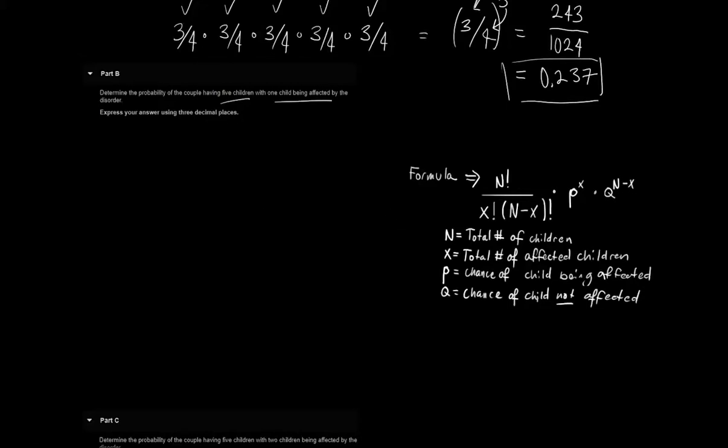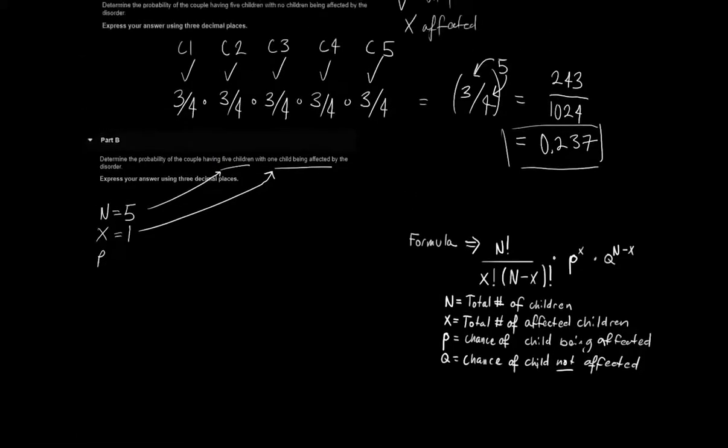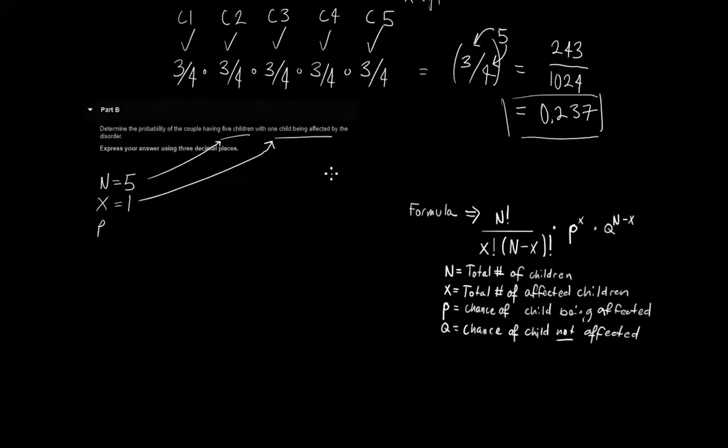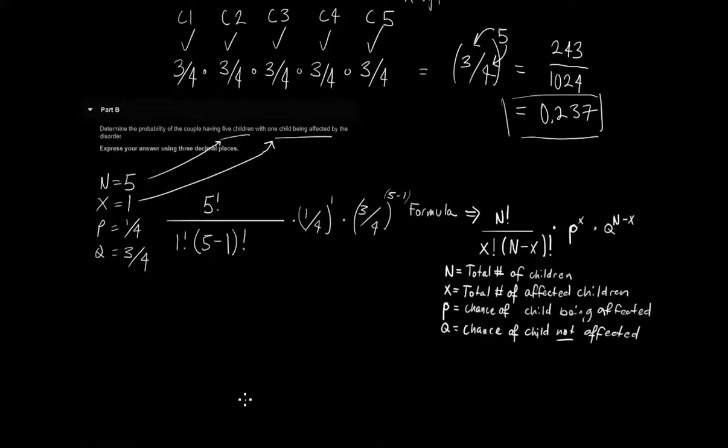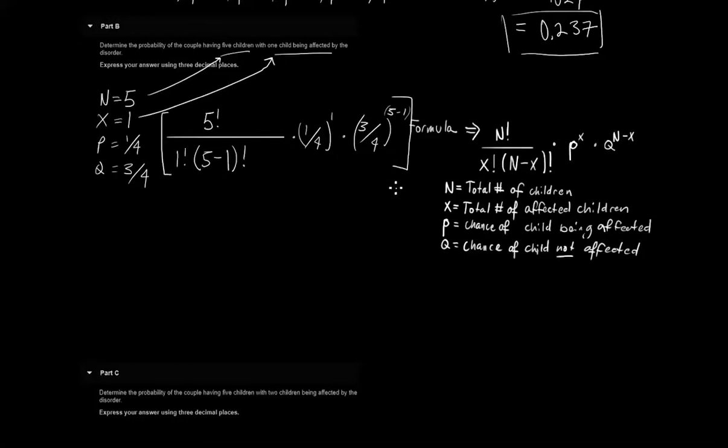Now that we know our formula, let's first identify each term and the number associated with it. n, the total number of children, is stated here: 5 children. x, the total number of affected children, is equal to 1. p, the chance of the child being affected, we figured out up here: 1/4 in this case. For q, the chance of the child not being affected, 3/4. Now, I'm going to put everything into our formula. And this whole expression is going to give us the probability that we're looking for.